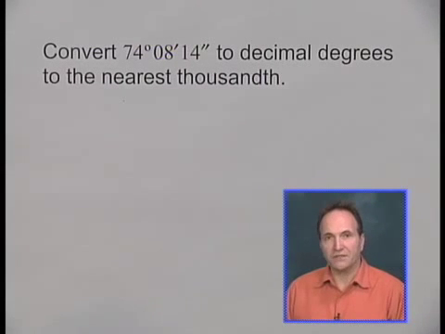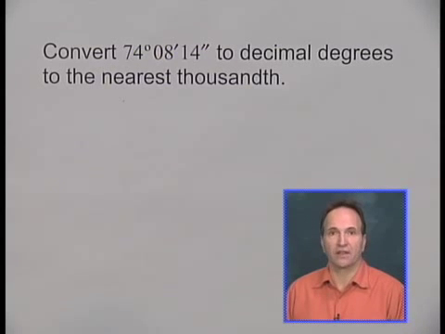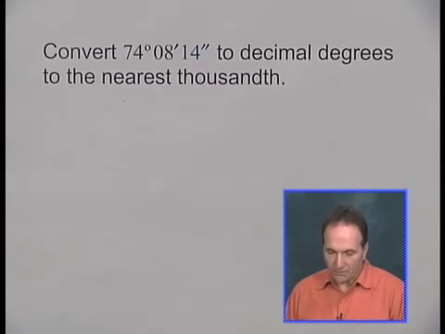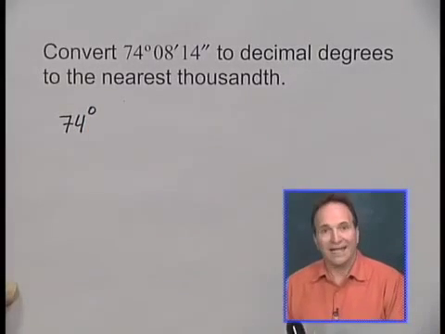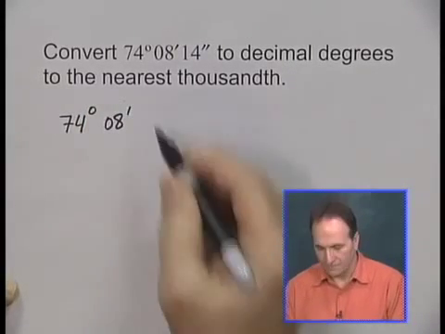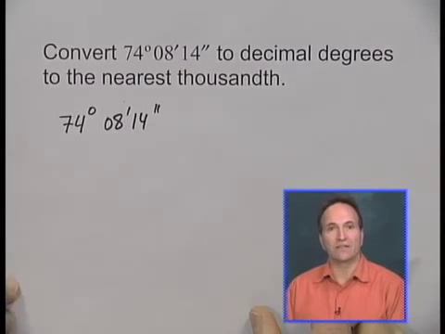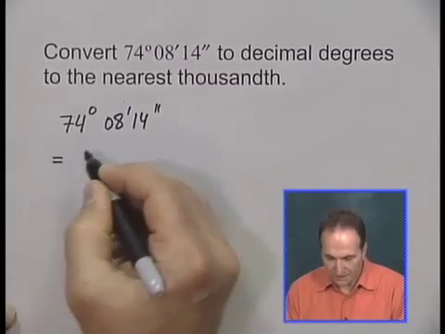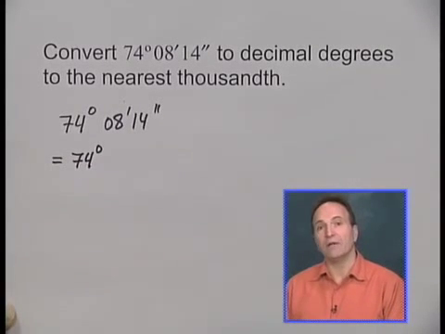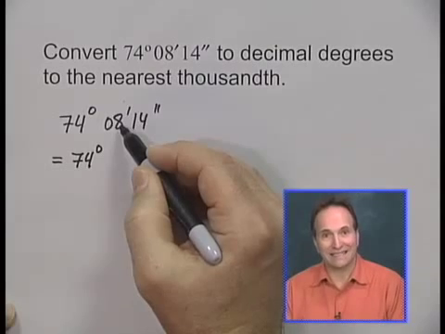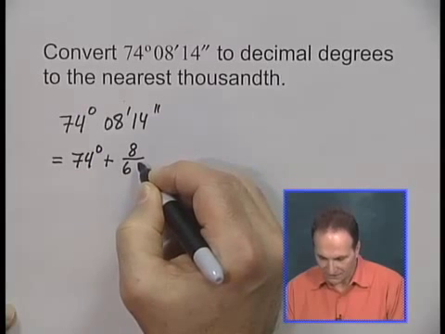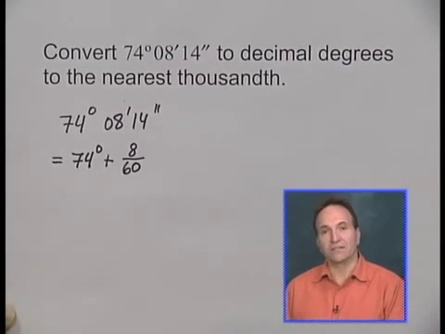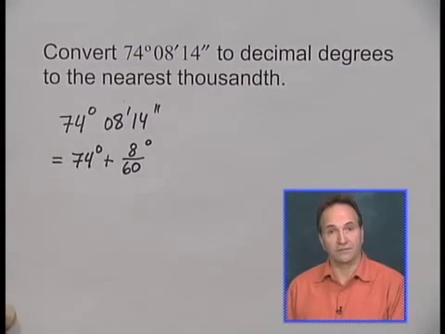Convert 74 degrees, 8 minutes, 14 seconds to decimal degrees to the nearest thousandth. So to do this, the first part, the 74 degrees, is exactly the way we will leave it. It's the 8 minutes and the 14 seconds that we need to change. So this would be equal to 74 degrees, and now what we have to do is divide the minutes by 60 minutes. So this is going to be plus 8 divided by 60. And that's going to then convert this also to degrees.